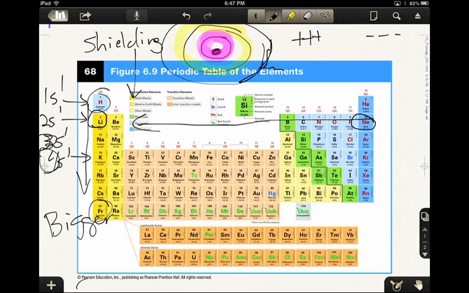However, as we go across, we are always in the same level. And so what we're doing is we're adding more positives and more negatives. So as I go to the right, these charges get bigger and bigger, and so they pull the electrons in more. So the smallest one is up here, helium. The biggest one is down here, francium.